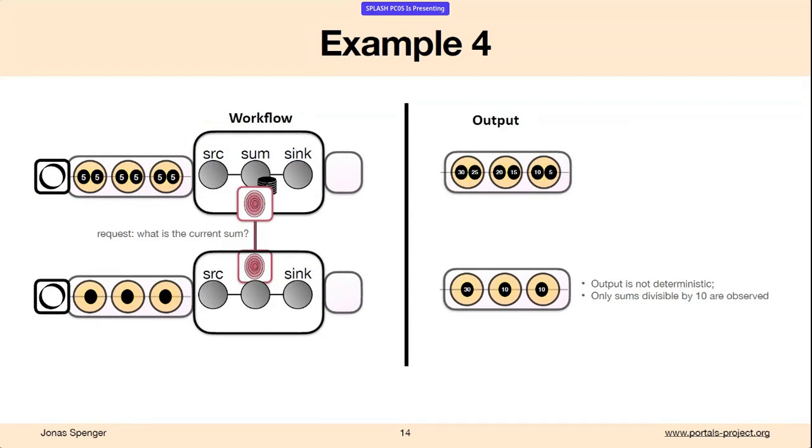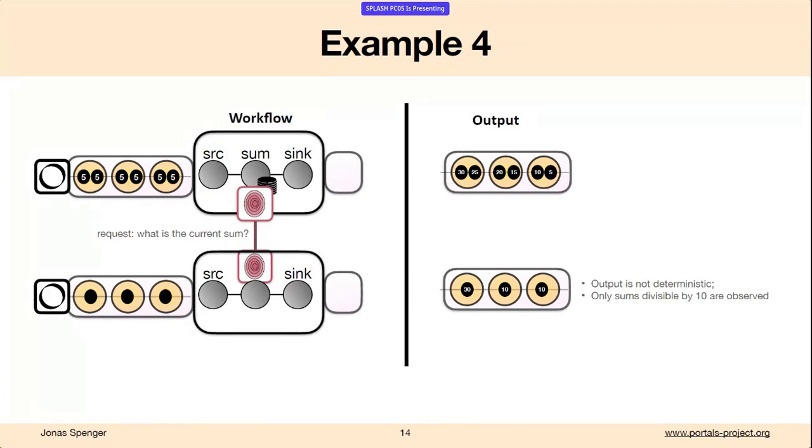At the bottom, we can have another workflow here, which is triggered by these empty events. And the bottom workflow will now send a request to the top workflow to always ask what is the current aggregate sum. Okay, and the output we get in this case, we could get 10, 10, 30. Notice that the output is not necessarily deterministic. We have two separate threads working here. We have 2 workflows that are working separately. However, we only ever get numbers back that are divisible by 10.